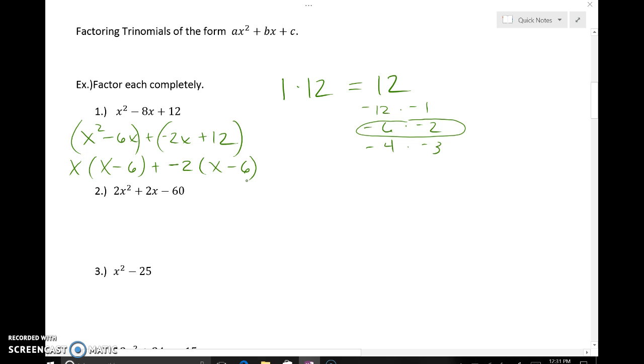And this is what I wanted to happen. An indication that I've done this correctly is that I get a matching binomial for both of these. So that becomes my greatest common factor, x minus 6. And now, if I took x minus 6 away from my left side, all I would have is this x remaining. And if I take x minus 6 away from my right side, all I have is my negative 2 remaining. And now I've found the two binomials that if I multiplied them together, I would get x squared minus 8x plus 12. This is how you factor a trinomial.